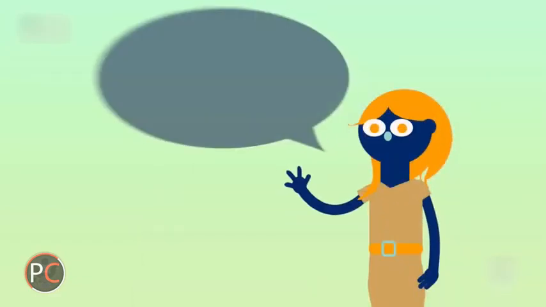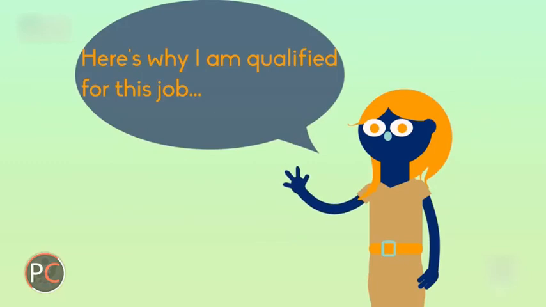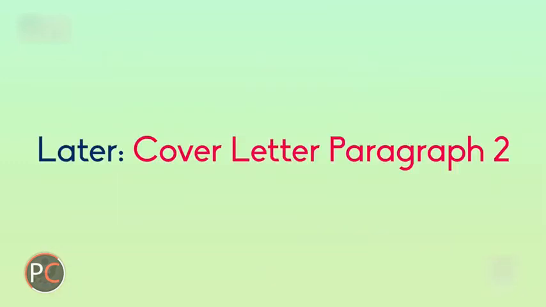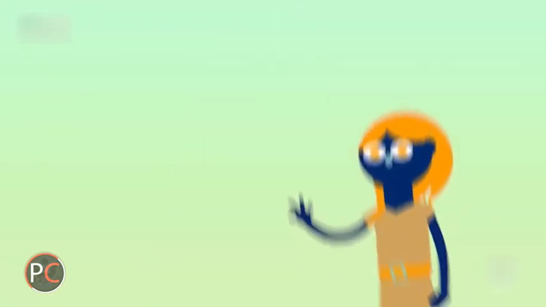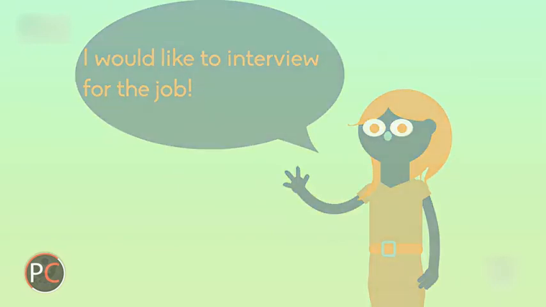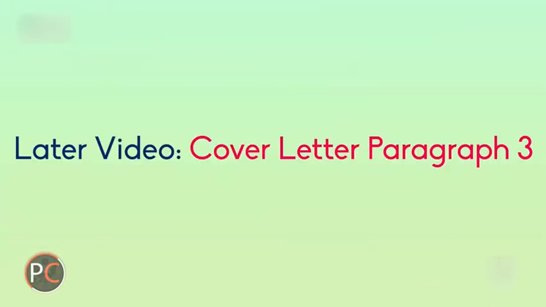The middle paragraph is where job seekers explain their skills and how they are qualified for the specific job. We will look at examples and discuss how to write this paragraph in a later video. The last paragraph is important because the closing should make a positive impression of the candidate. We will talk about how to write the closing paragraph in a later video.